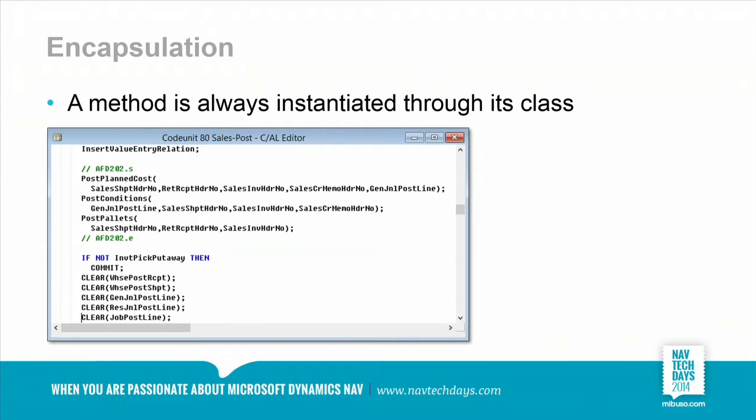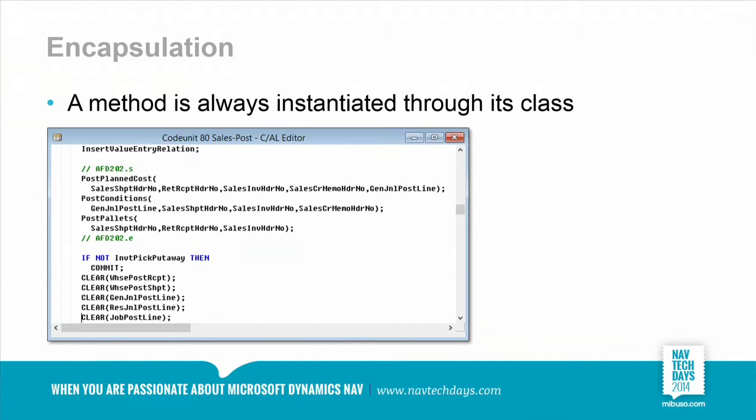A method should also always be instantiated through its class. So I will never call this code unit save allocation through a code unit variable. We've seen that it should be declared on the table, and I always just reference it through the table. So I always call the agent, call the method on the agent, and then this invokes the code unit.